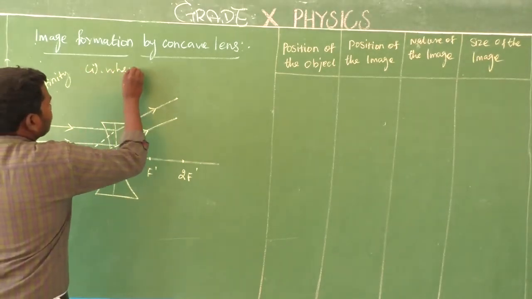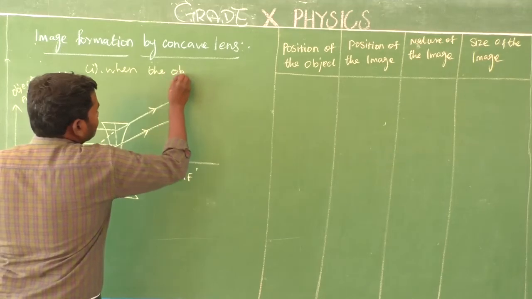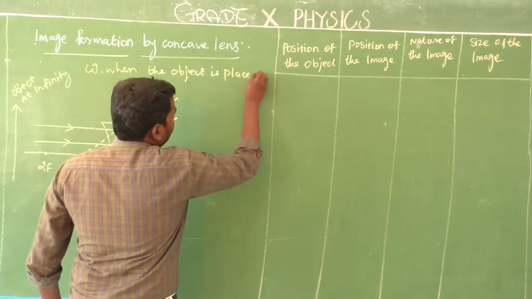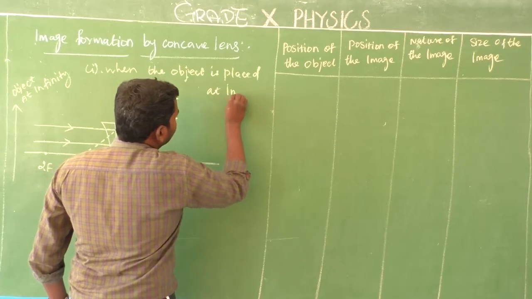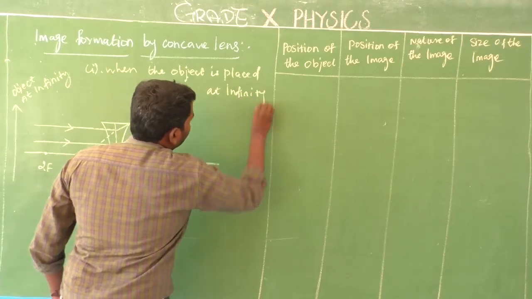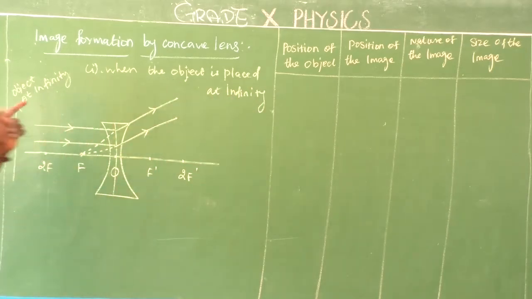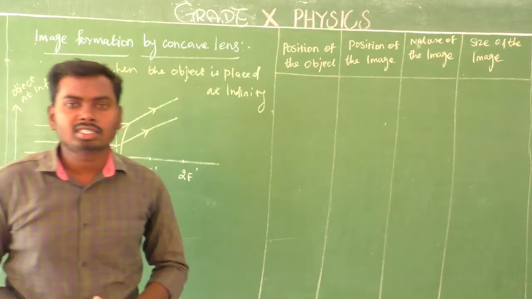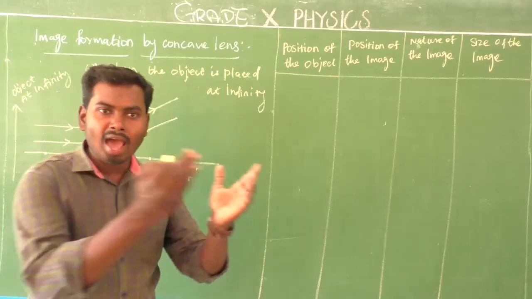When the object is placed at infinity, I consider the object is placed at infinity. So whenever light rays are coming from an object placed at infinity, they will be parallel to the principal axis.